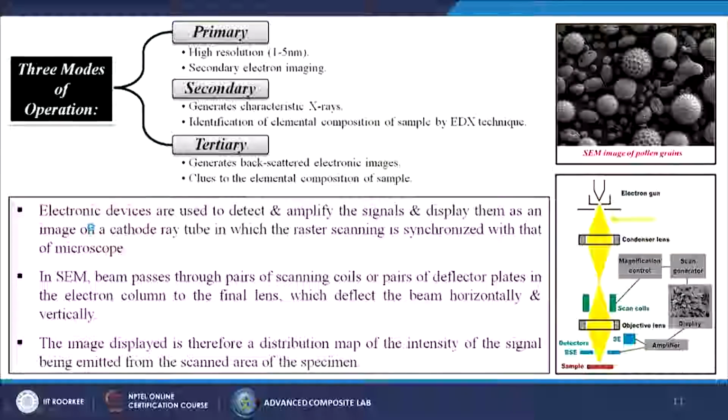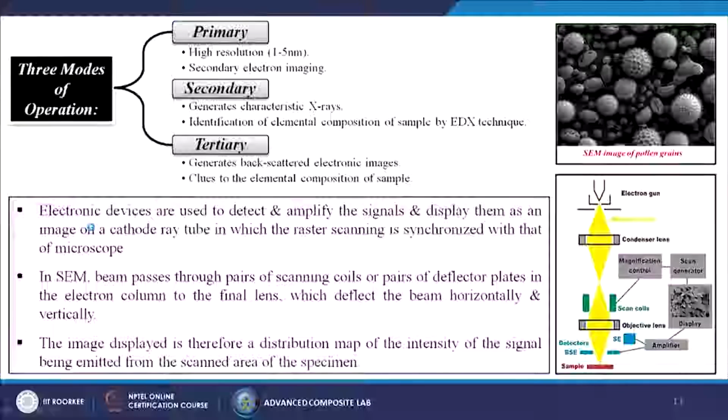So, generally there are three modes of operation. First one is called the primary, which is the high resolution, generally 1 to 5 nanometer, secondary electron imaging. Then the second one is called the secondary, which generates characteristic X-rays, for identification of elemental composition of the sample by EDAX techniques. And the last one is called the tertiary, which generates backscattered electron images, giving clues to the elemental composition of the sample.